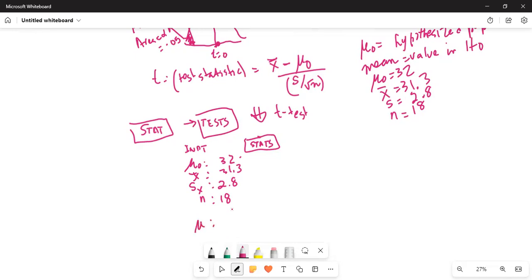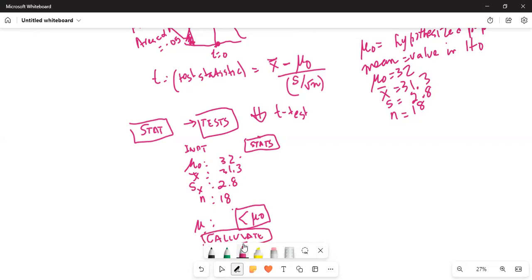Alternate in my case is less than mu0. So bring the cursor on less than mu0 and hit enter. Okay. Then go down to calculate. Put the cursor on calculate and hit enter.